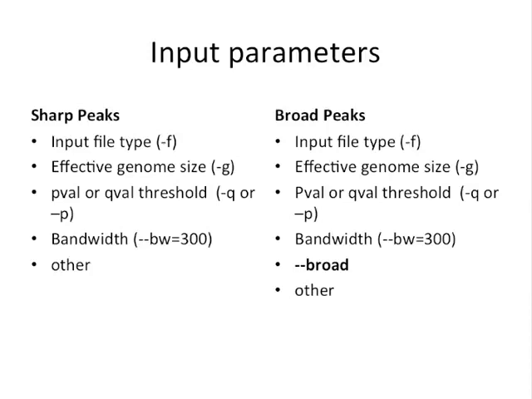So this should be your fragment size that you amplified, or has to do with your library prep. One additional parameter that is important for broad peaks is --broad. And what this will do is, the program tries to merge close peaks together. If you tell it that it should actually be a broader peak, it'll merge nearby calls together.